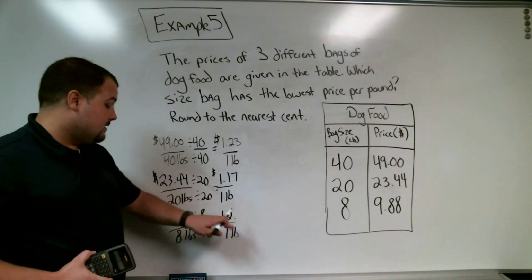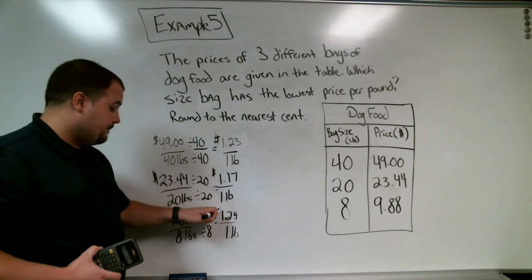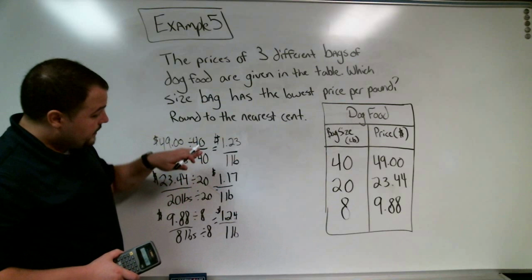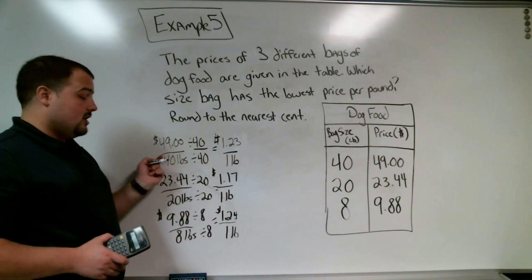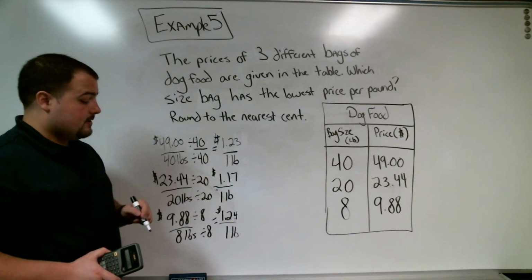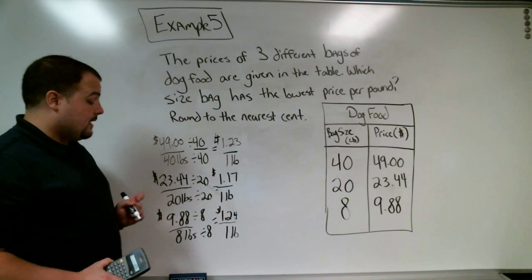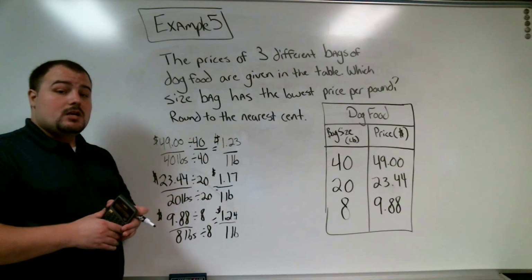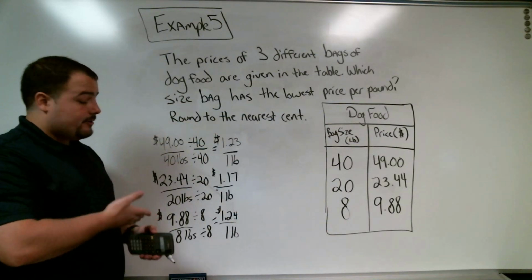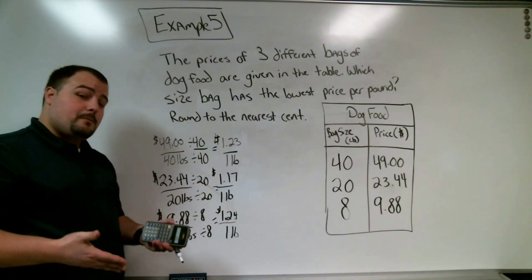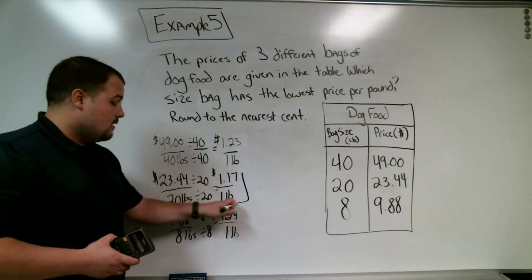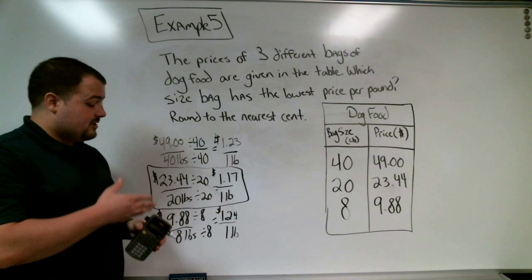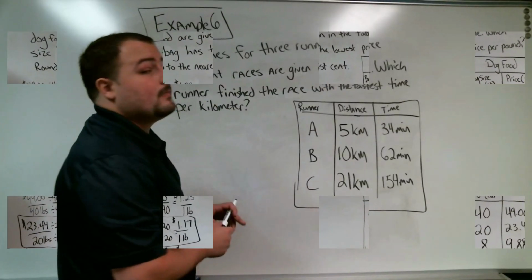So I'm going to erase this, and I'm going to go ahead and put a 4 there. So now looking at this, the cheapest bag of dog food: it's $1.23 for 1 pound in the 40-pound bag. It's $1.17 for 1 pound in the 20-pound bag. And it's $1.24 for 1 pound in the 8-pound bag. So if I was shopping and I wanted to figure out which one's going to be the cheapest for me per pound, then that means the second bag of dog food is the one that I would want to go with because it's $1.17, which is a little bit cheaper than all the other ones.